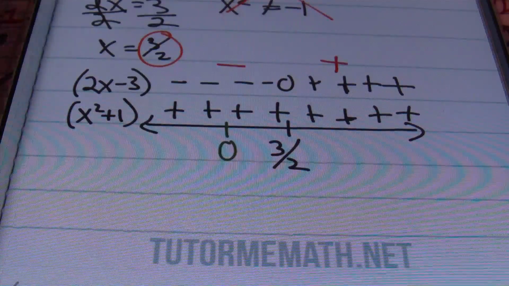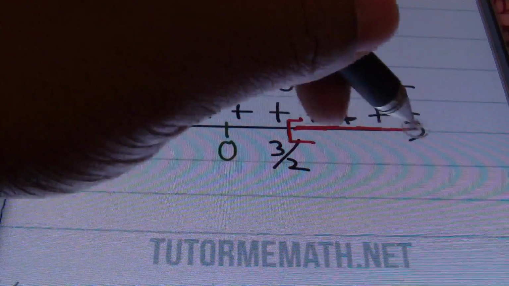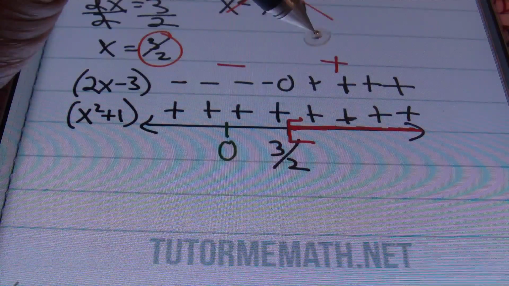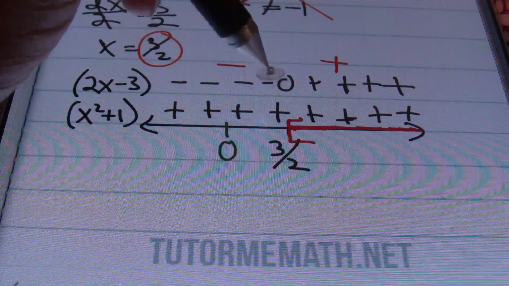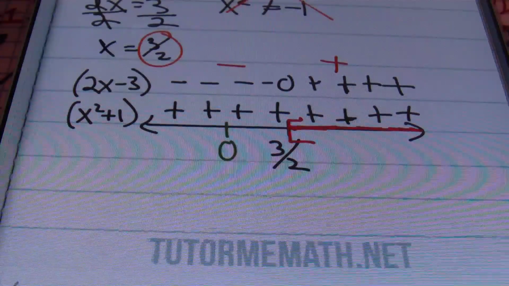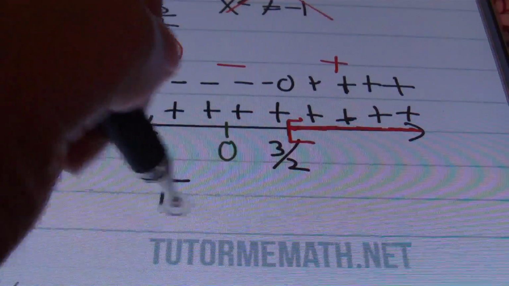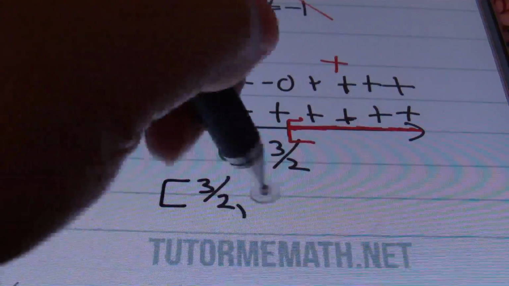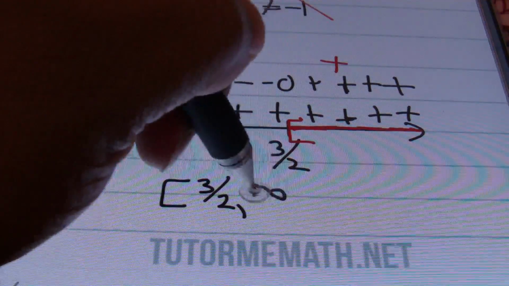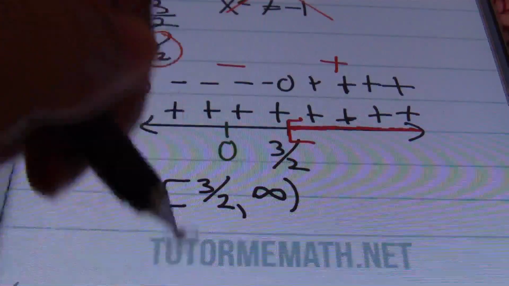So my solution for this problem, including 3 halves, is going to be 3 halves to positive infinity, because this is the area where I end up with positive results, and it's at 3 halves that I end up with a value of 0 for my solution. So that's the result here. In interval notation, I will have a bracket, 3 halves, and then I'm going to positive infinity. That's ugly infinity. Let me see. Okay, that's a little better. All right, so this is the interval notation for your result.